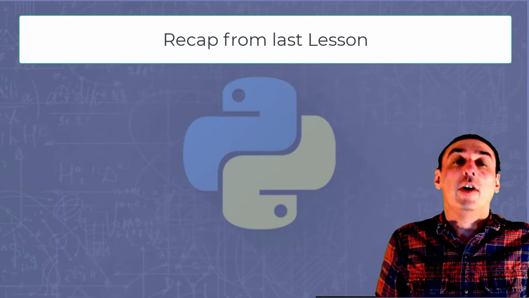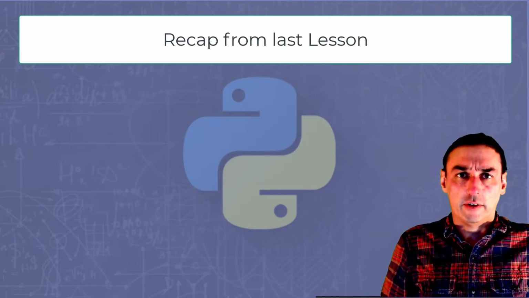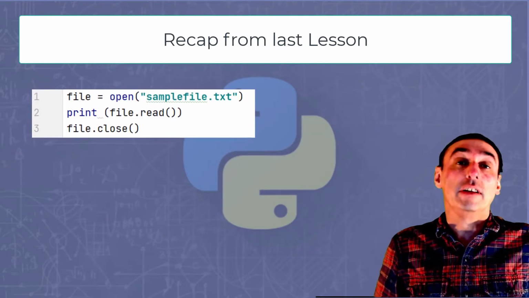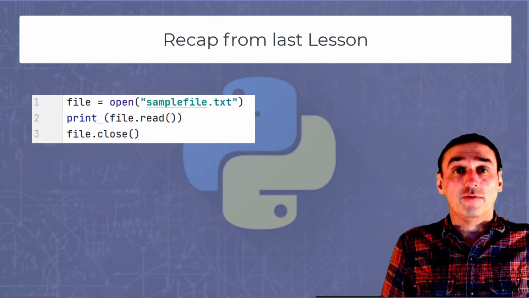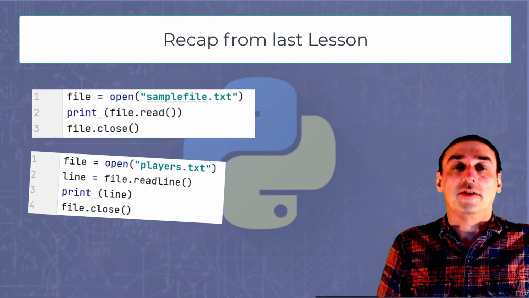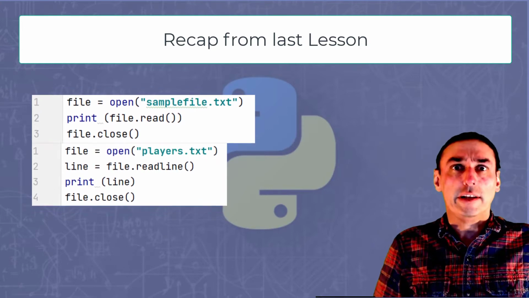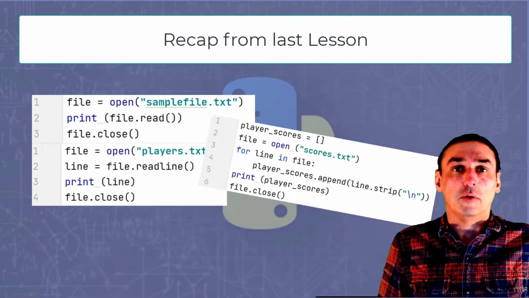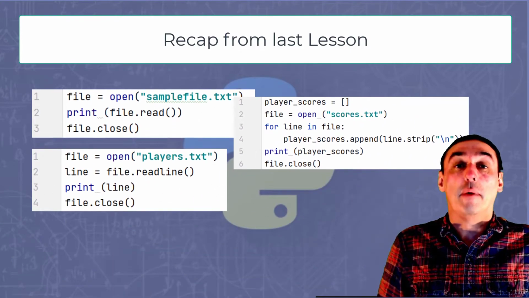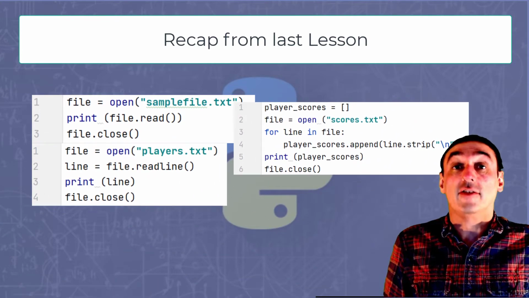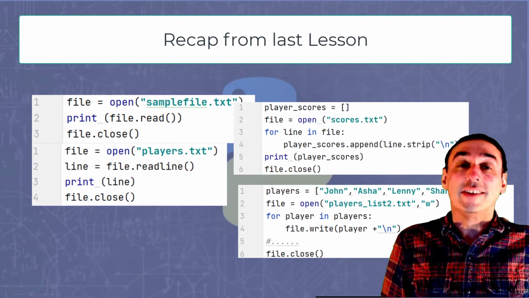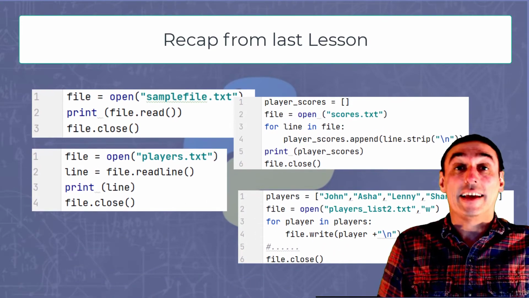So to recap what we did last lesson, we looked at reading and writing to text files. We looked at reading an entire text file using the .read method. We also looked at reading one line at a time from a text file using the .readline method. And then we dealt with more complex files, i.e. multiple lines in a text file, by using the for loop and attaching the contents to a list. And then we also looked at writing a list to a text file.